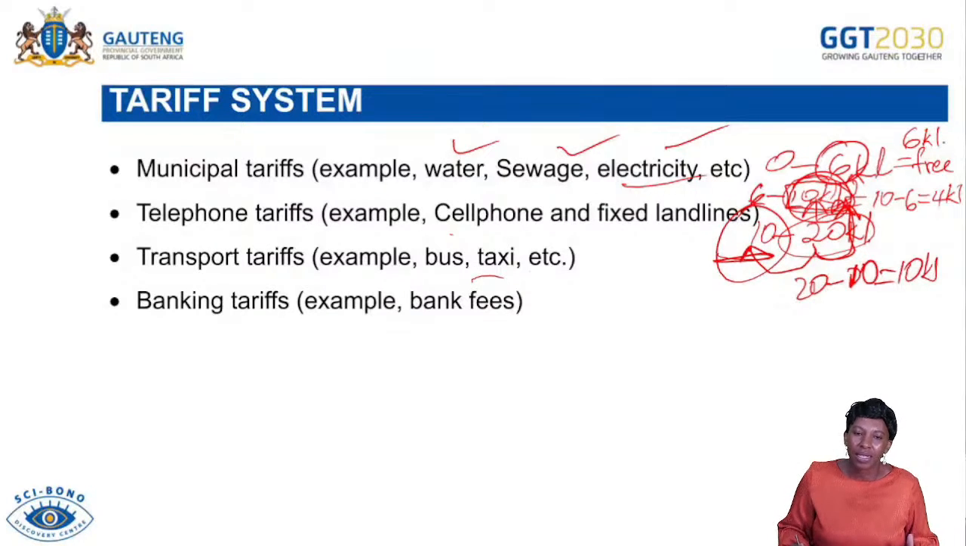Bank tariffs: the banks are also charging us money for holding or taking care of our accounts. So every time I deposit money, they will charge me a certain amount. They will tell you that for every 1,000 that you are depositing, or for every 1,000 that you are withdrawing, we are charging you 1 rand 50 per 1,000 rand. And boys and girls, don't be surprised if I have deposited 1,500 and they say that for every 1,000 rand that I'm depositing, they're charging 1 rand 50.